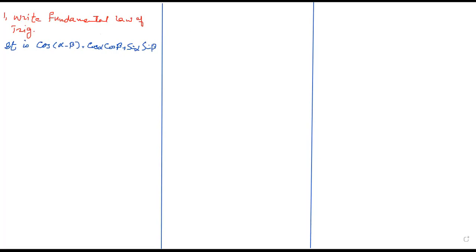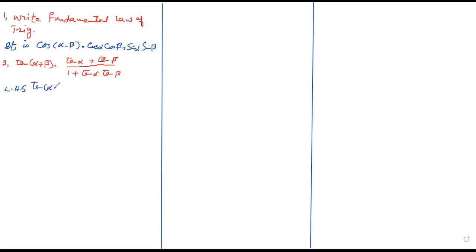Question number 2 is, prove that tangent alpha plus beta equals tangent alpha plus tangent beta divided by 1 minus tangent alpha tangent beta. We can do it with any method, starting from the left or starting from the right. So take the left hand side. I think that we can start with this, okay?